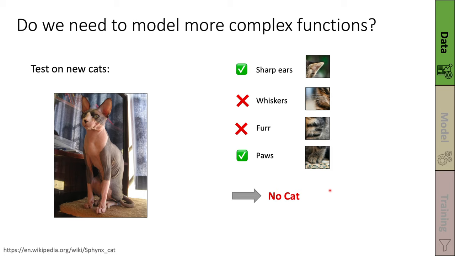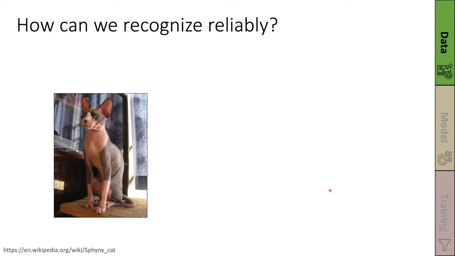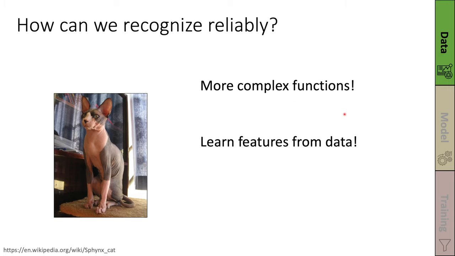But this is a problem. And how do we deal with this? Well, our handcrafted features will not get us that far. We need something that recognizes cats like this reliably. We need more complex functions, and we need to learn features from data. And still, even if we learn features from data, it might not pick up that this is a cat. It only learns that if something like that is also in the training data. So we need lots of data.